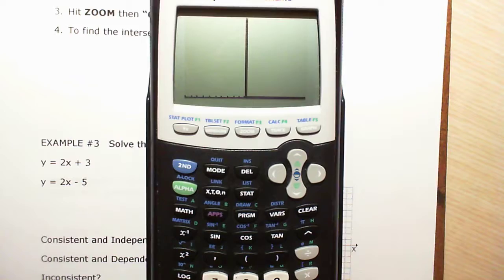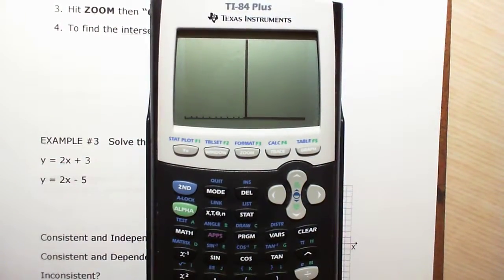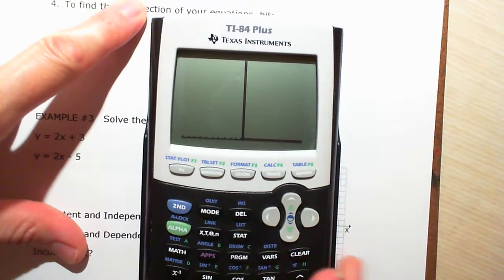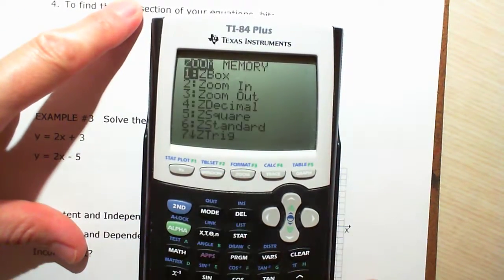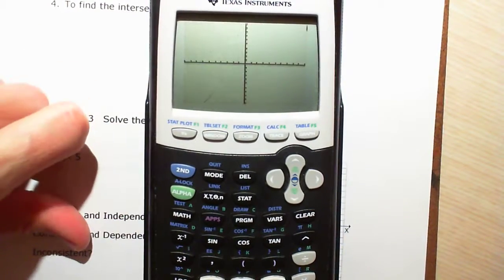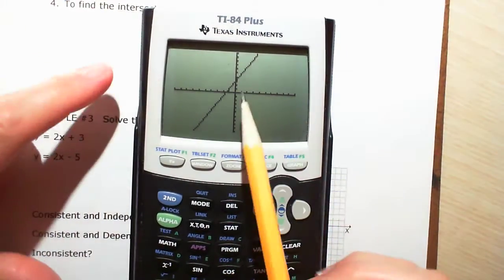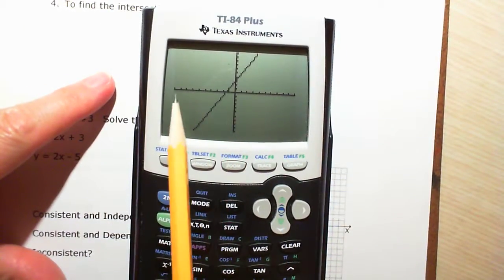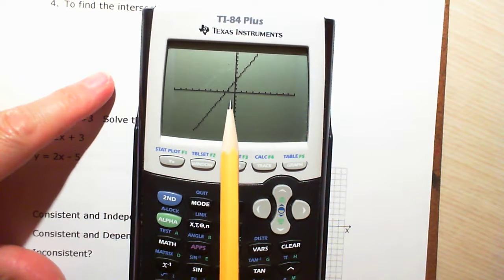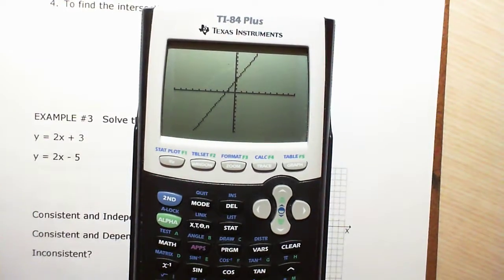And I can already tell you my settings here are kind of goofy. So let's do this zoom 6 for a standard window. So I want to hit the zoom button, and if you see, 6 says standard. So that's what we want to do. And then what it does is it sets your coordinate grid up to be 10 here, 10 here, 10 here, 10 here. So positive 10 for the max, negative 10 for the min here, and up 10 and down 10.